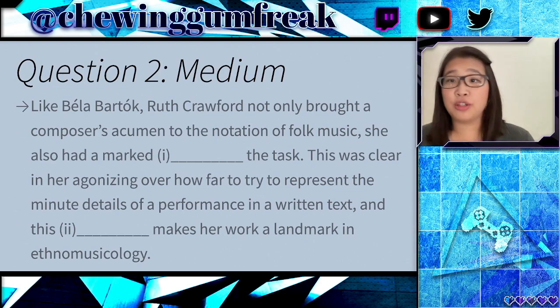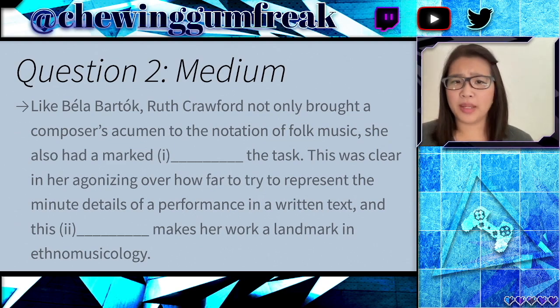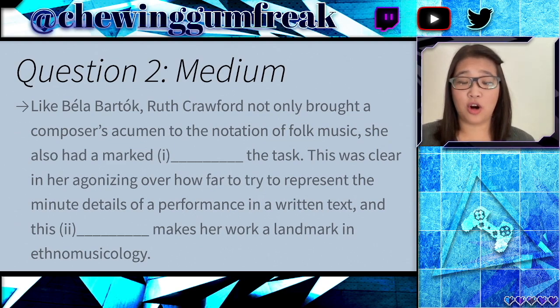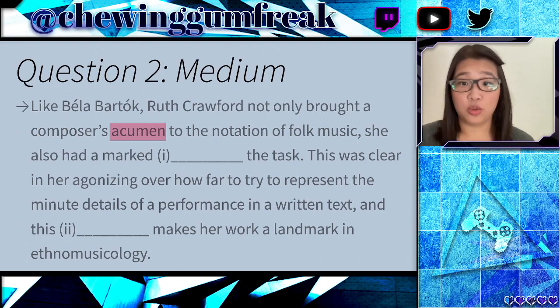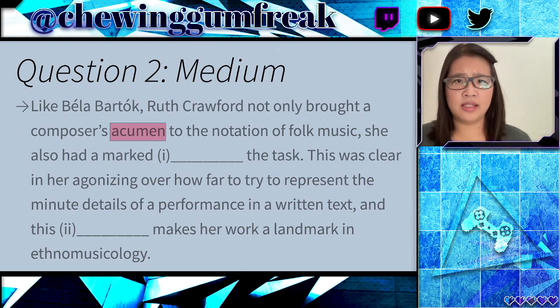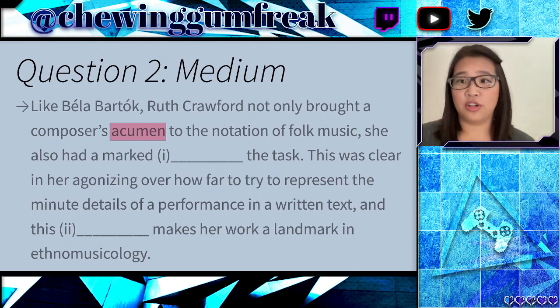Quite a long question, feel free to pause and look it over, but as we go through it, you can see that there are a few different vocabulary words that you should be familiar with, but you might not be. The first one is acumen. This is a sort of good judgment, an ability to just know and make quick decisions and have them be really good ones. So just an intimate knowledge of whatever it is. In this case, Ruth Crawford really intimately knew the notation of folk music.